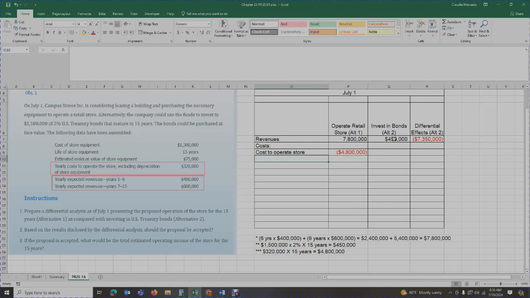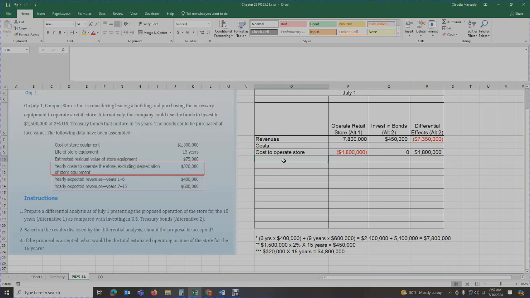Now, do I have any costs associated with investing in bonds? We usually don't. You invest the money and that's it. There is no additional cost associated with that. So we're going to have here $0. We're going to once again get alternative 2 minus alternative 1, and that's going to give me a positive. If we look at the cost, alternative 2 is a better option because I'm not spending any money. And over here, if I open my retail store, I'm spending $4.8 million. So the differential effects of alternative 2 is a positive $4.8 million.